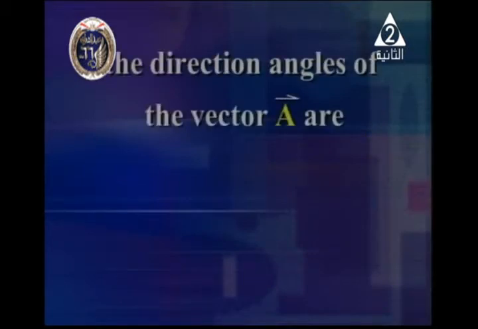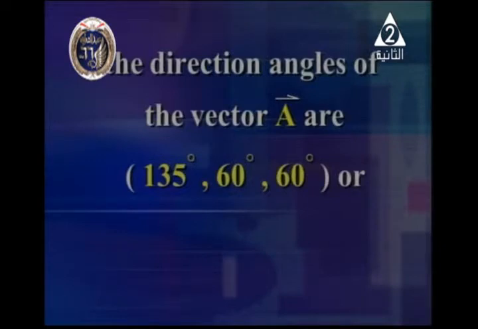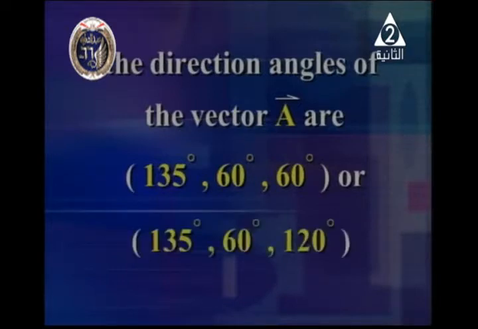After that, the direction angles of vector A are 135, 60, 60 or 135, 60, and 120. Why? Because theta has two possible angles. If theta lies in the first quadrant it is 60 degrees, but if theta lies in the second quadrant it equals 120 degrees. These are the direction angles of the vector A.